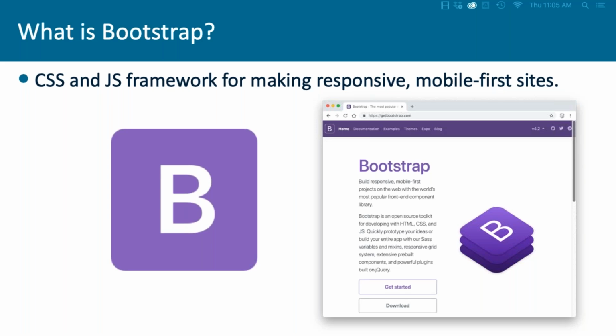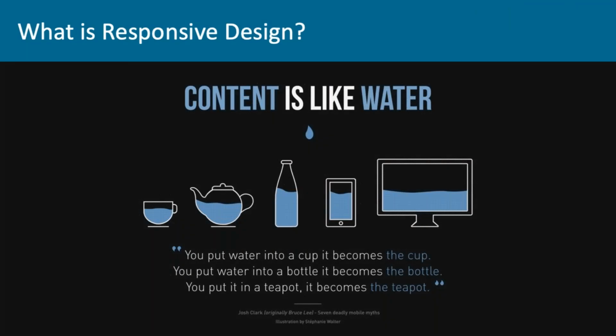So let's talk first about what we mean by responsive and mobile first. One of the main ideas in responsive design is that content should be like water. Bruce Lee said it best: you put water into a cup, it becomes the cup. You put water into a bottle, it becomes the bottle. You put it into a teacup, it becomes the teacup. So in the same way, your content should flow in your design as your design responds to different devices and screen sizes. Rather than having a fixed desktop website, a mobile website, and so forth, your content should respond to different devices.